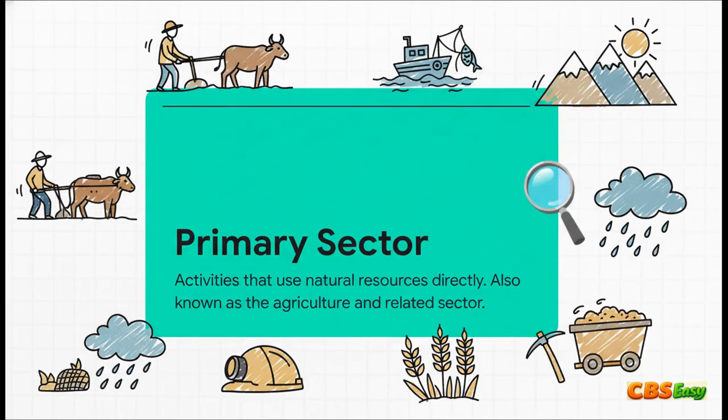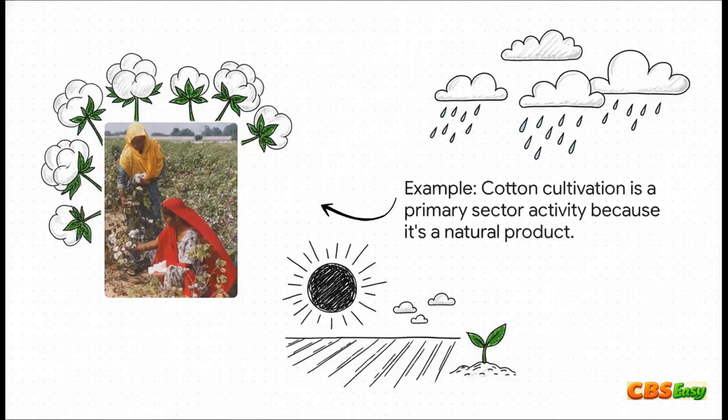First up is the primary sector. This is like the starting zone of the economy. It's all about activities that use natural resources directly. We're talking about farming, fishing, forestry, mining, basically anything where you're taking something straight from Mother Earth. Growing cotton, that's a textbook example of a primary activity. And why is that? Well, because it totally depends on natural stuff like rainfall, sunshine, and the soil to grow a natural product. It's as direct from nature as it gets.